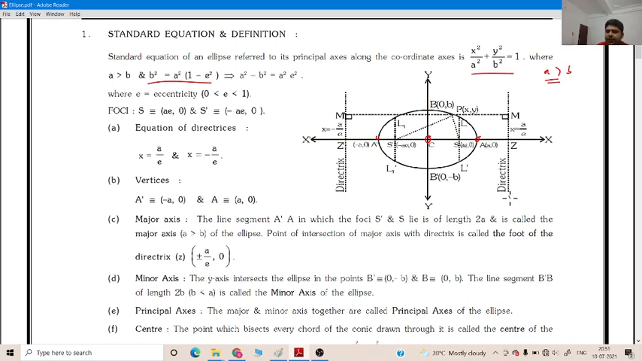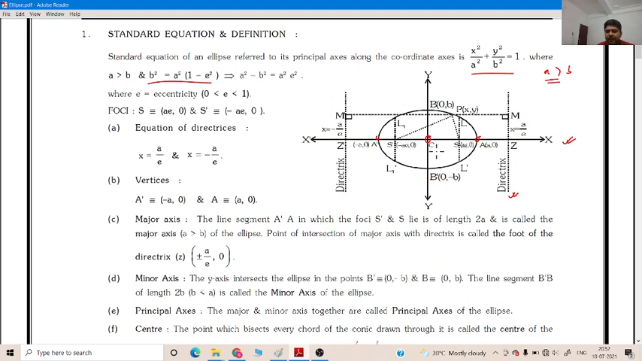The fixed line is known as the directrix, and the fixed point is known as the focus. When there is a moving point which satisfies the given condition, the figure is known as an ellipse. A line passing through its foci and intersecting the ellipse at points is known as the major axis.